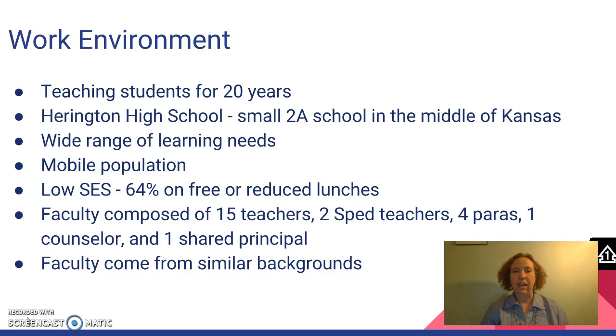We have a wide range of learning needs at Harrington. We have lots of students with IEPs. And then we have students at the other end of the spectrum who are scoring 34s on their ACTs. So it is a wide range of learning needs. We have a mobile population. We have lots of families who will live in town until the bills catch up with them and then they'll move. 64% of our student body at the high school are on free or reduced lunches.